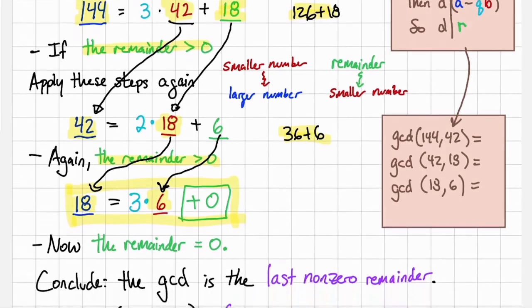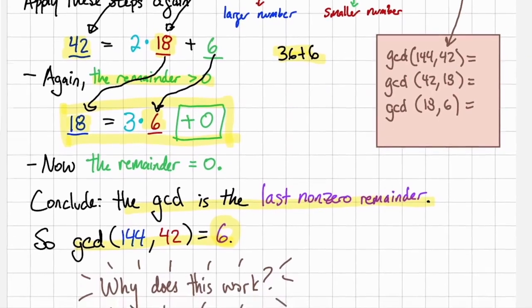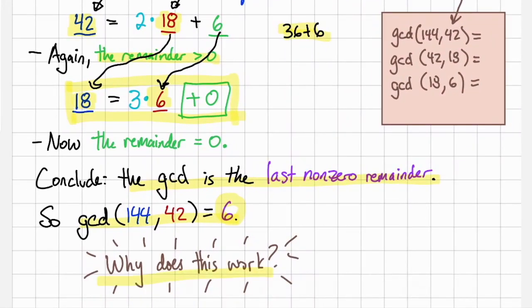When you get to the end, and the remainder is 0, we conclude that the GCD is the last non-zero remainder. In this case, the last non-zero remainder is 6, and we say the GCD of 144 and 42 is equal to 6. Okay, so that's a method. Why does it work? Let's go back and see.